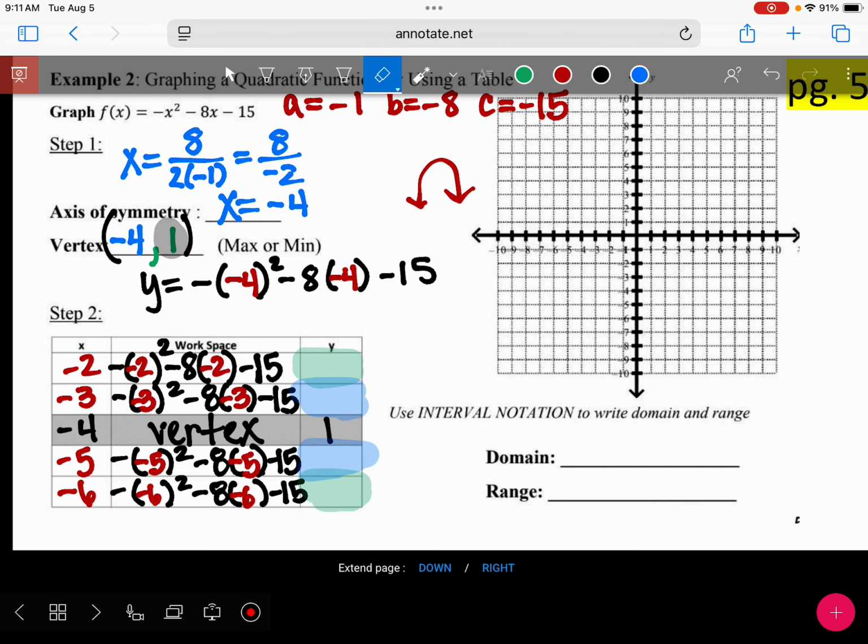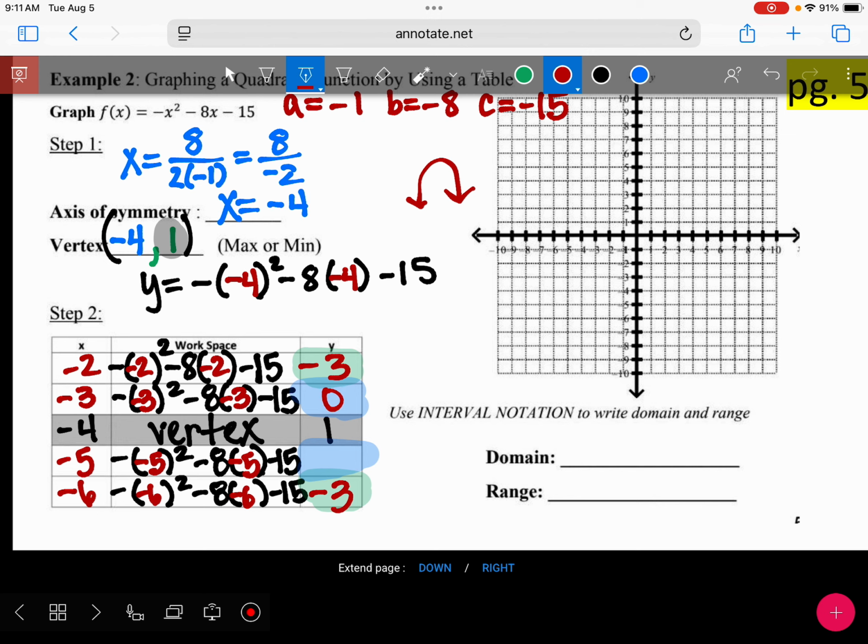All right, what did you all get for -2? Who got -3? And if you did it right, you should also have it at the bottom. Who had -3 both times? All right, what did you get for -3 and -5?